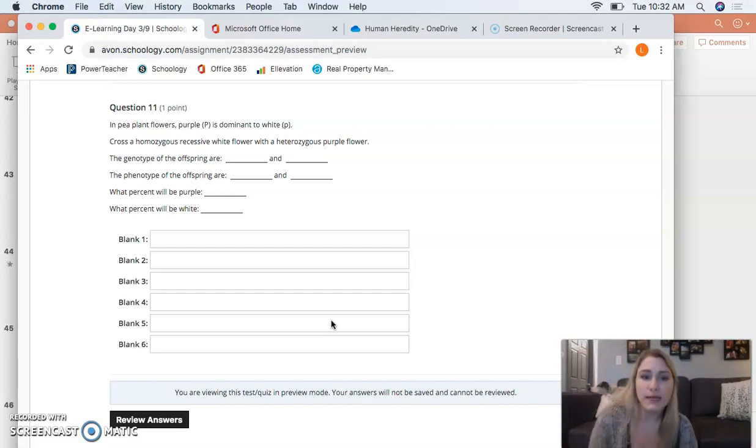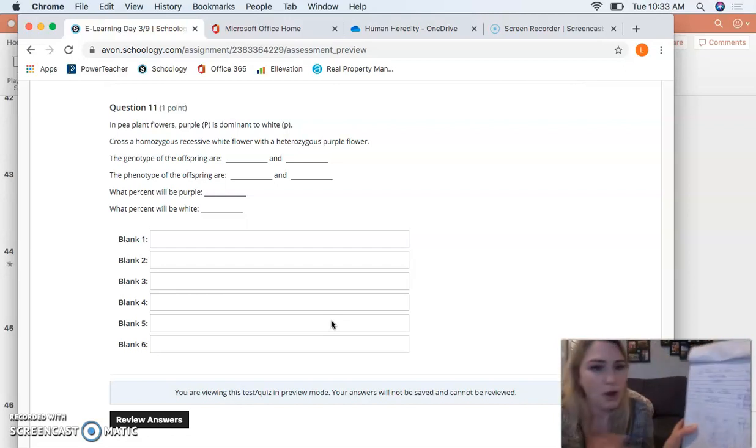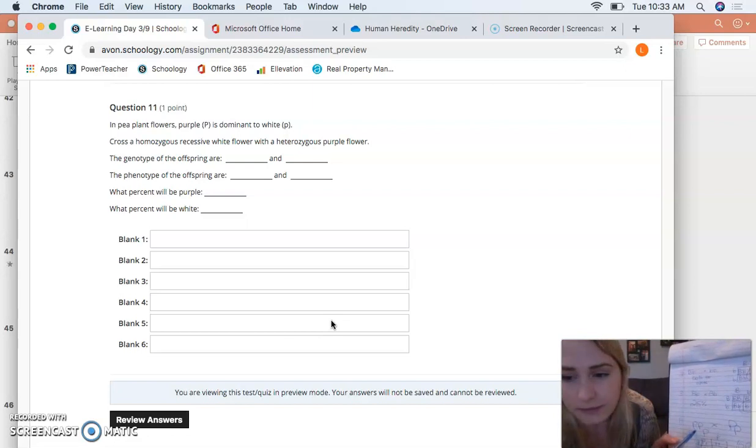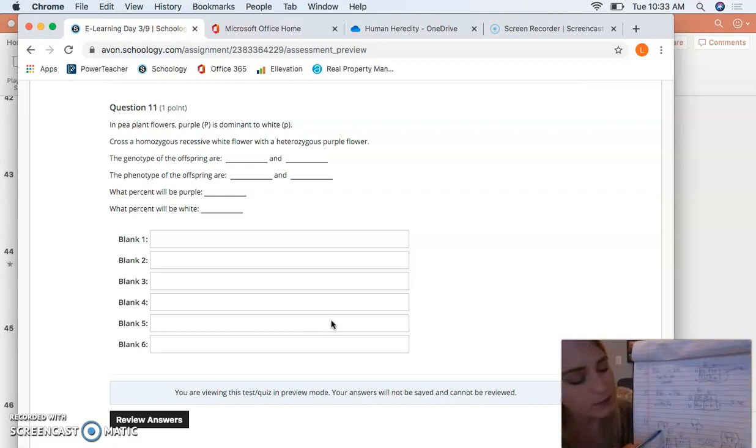Cross a homozygous recessive white flower with a heterozygous purple flower. Okay, so going through. Homozygous recessive with a heterozygous. That's the first thing there. It did not give us those alleles. We had to infer what those are based off of the vocabulary. So homozygous recessive, two of the same, lowercase, heterozygous, two different. We're going to cross those in our Punnett square. So there's my heterozygous, there's my homozygous.